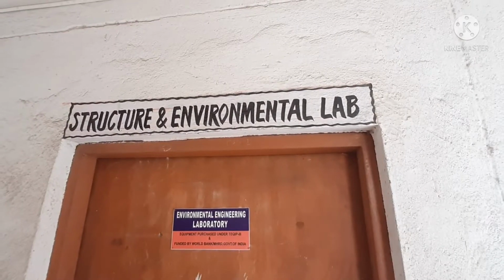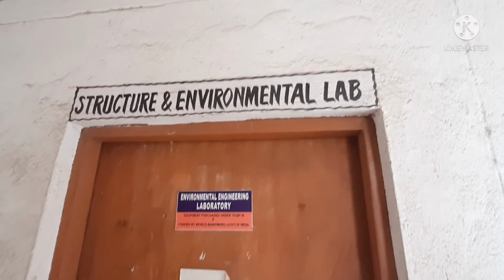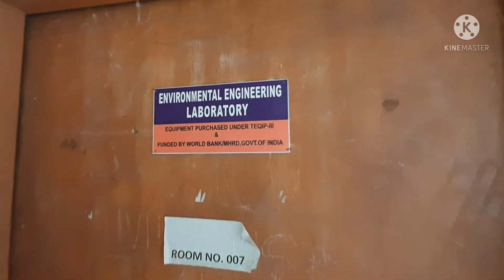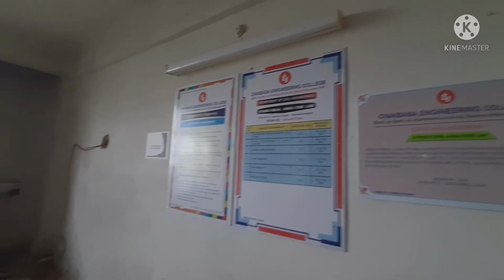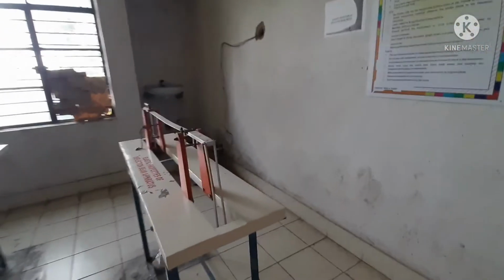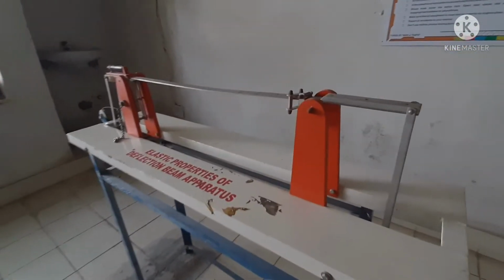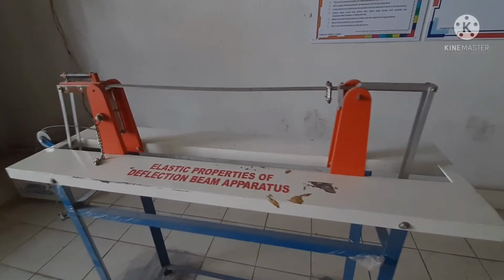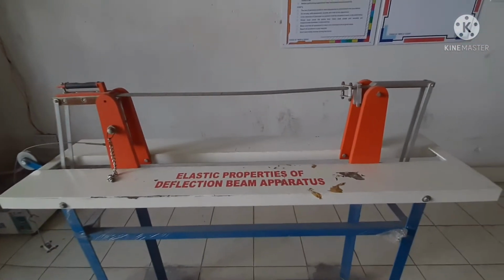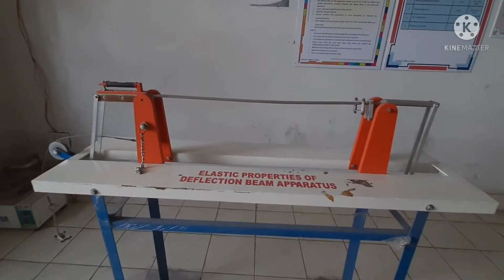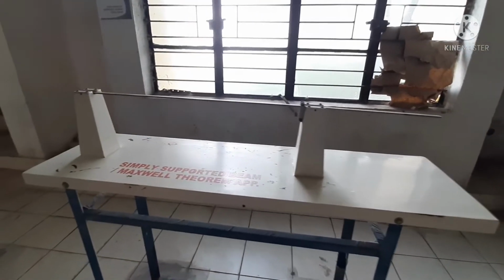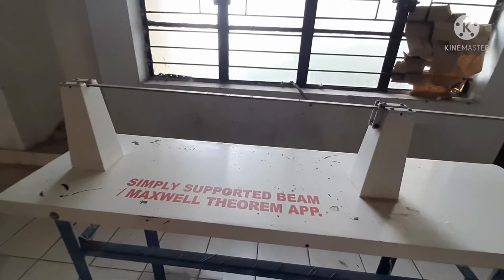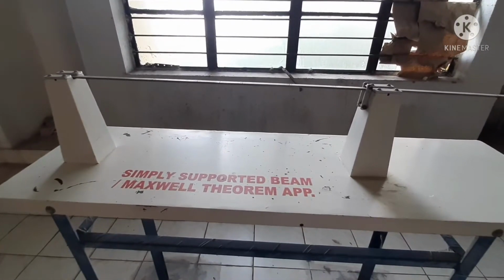Sixth one, structure and environment engineering lab. See the first instrument in structure lab, and this is called elastic properties of deflection beam apparatus. You can find the value of EI, elasticity and moment of inertia from this experiment. And here is another apparatus, that is simply supported beam, to verify the Clark-Maxwell reciprocal theorem.